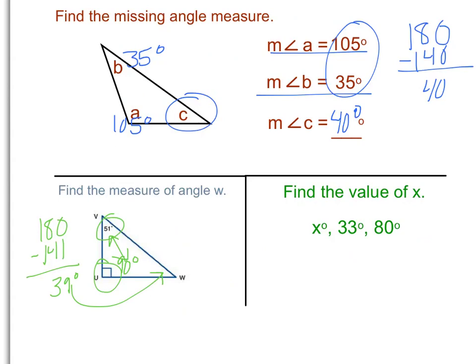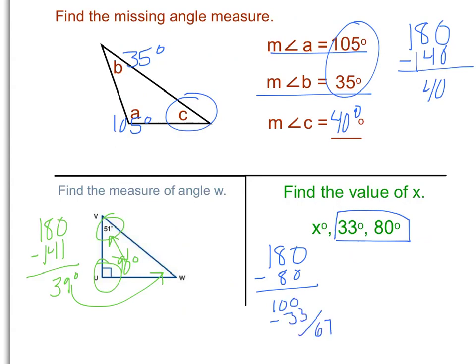And lastly, I have no picture, but I don't need a picture. All I need to know is that I have 180. Take away what I see here. Now, since that's 80, I like to just take that away and say, okay, now I'm down to 100. Take away my 33. Now I'm at 67 degrees. That goes there.